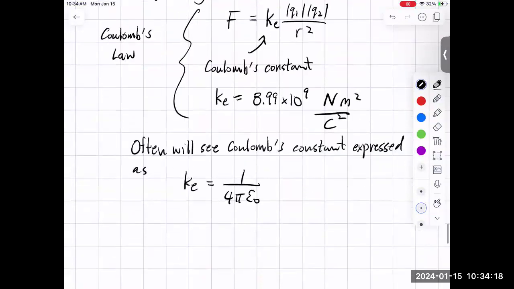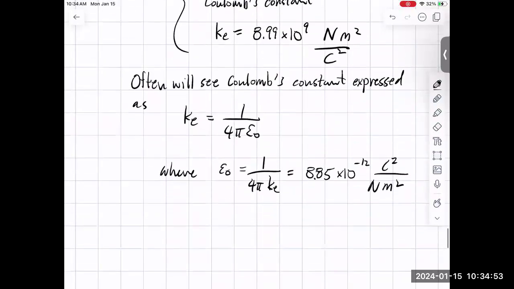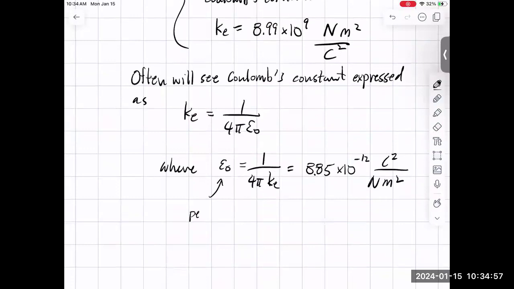What it represents is, so epsilon naught would be KE times 4 pi. And if you do that calculation, that's not right. Epsilon naught would be 1 over 4 pi times KE. And if you do that calculation, that comes out to be 8.85 times 10 to the minus 12. And it has to have the inverse units of Coulomb's constant, so it would be Coulomb squared newtons per meter squared. And so this thing is called the permittivity of free space. The name is not important, but that's just what people call it.